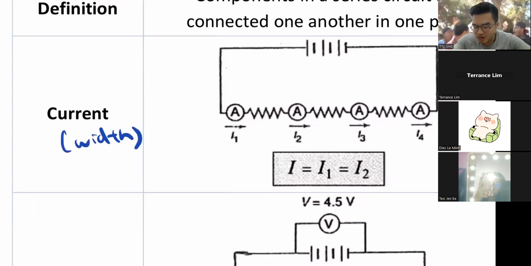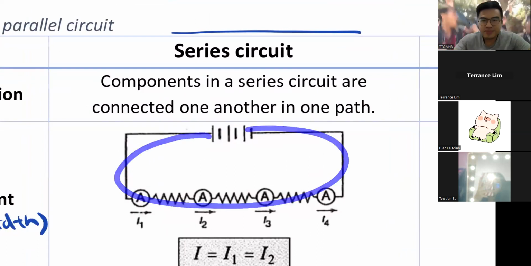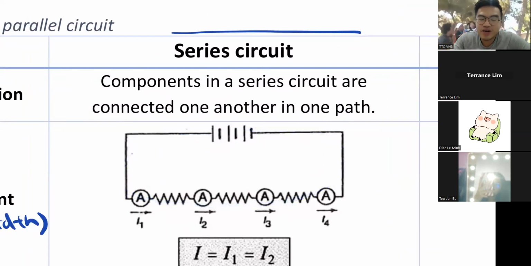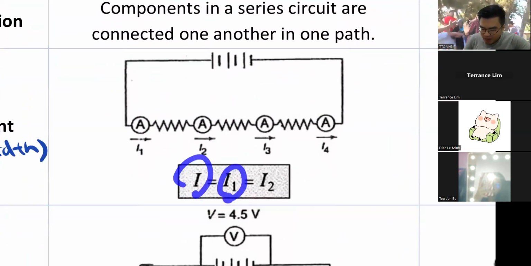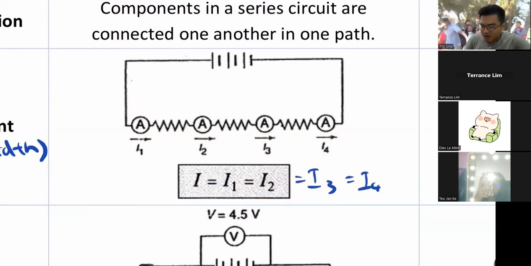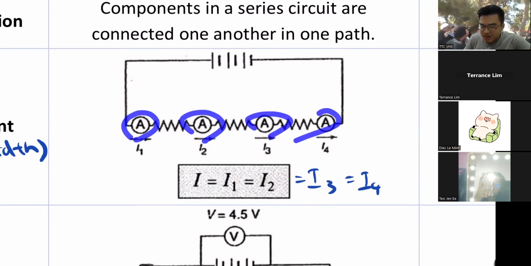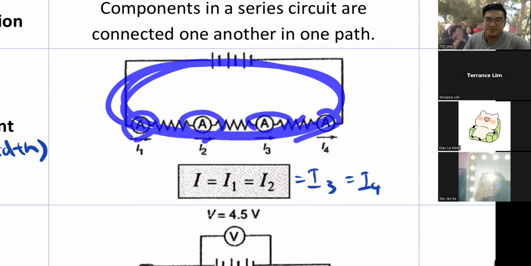Okay, guys, let me ask you, if this is one straight river, will the width change? If it's one straight river down, will the width change? 宽度会改变吗? No. That's why you see, I equals to I1 equals to I2. If you want, equals to I3 equals to I4. That means the width of the river is the same everywhere.